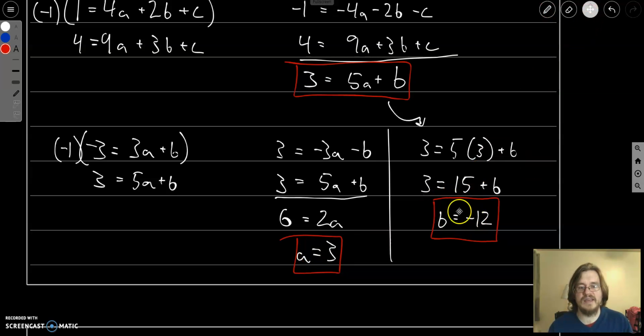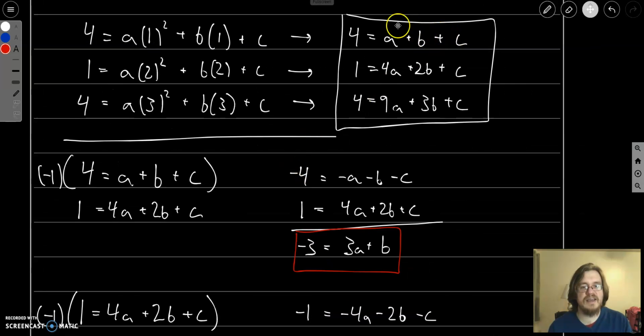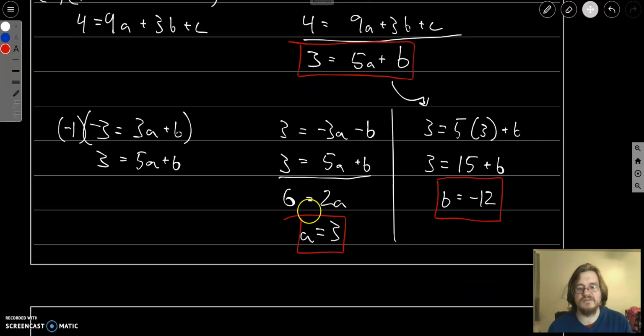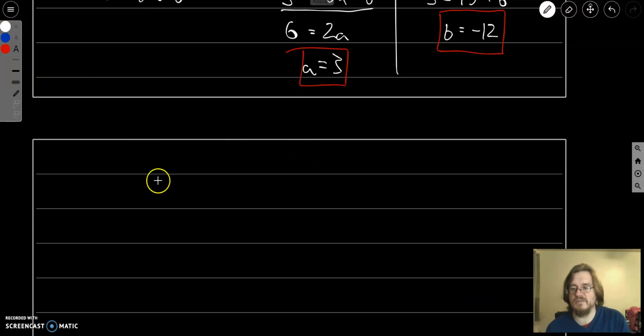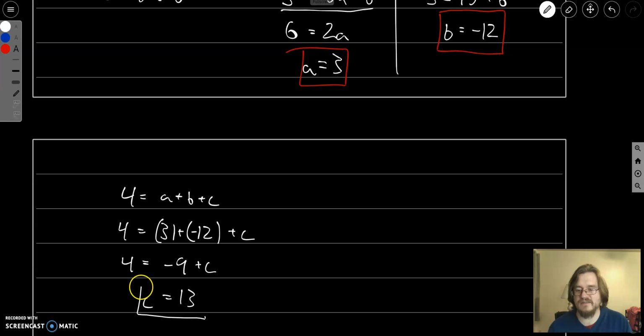So now we know what A is, and we know what B is, and we can plug them in to get C. I'm just going to use this top equation, since it's the simplest one. 4 is equal to A plus B plus C. So 4 will be equal to A is 3, B is -12, plus C. So 3 and -12 adds up to -9. So adding 9 to both sides gives us 13.